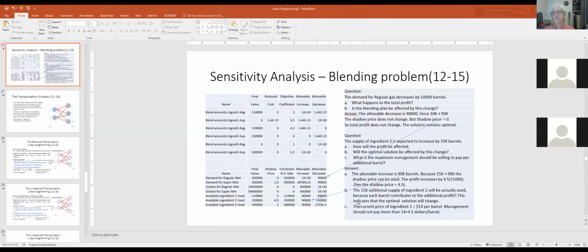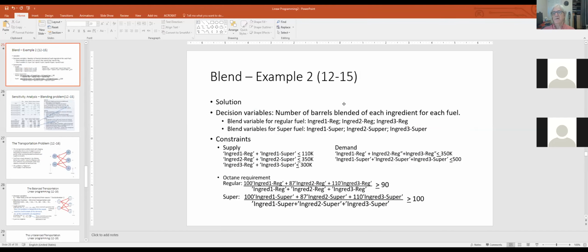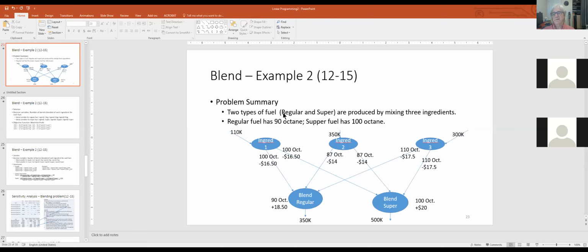topic that I want to work on is the good old blending problem that is represented by this diagram. This diagram shows 3 ingredients that are mixed and create 2 products. This is a super gasoline and this is a regular gasoline. And this needs to have at least 90 octane and this needs to have at least 100 octane. And you achieve it by mixing different ingredients that have different octane quantities in them.